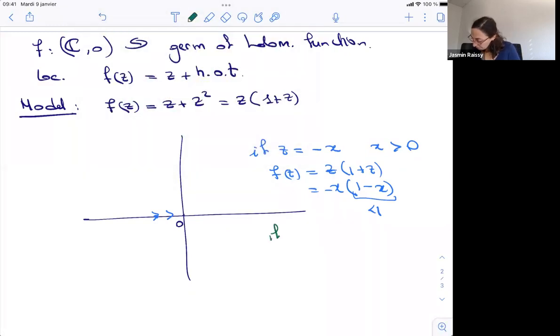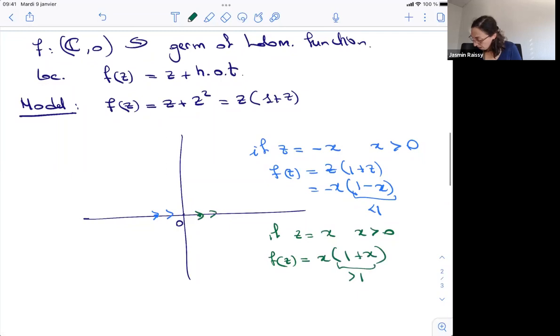So now if z is equal to x, which is positive again, so I'm here, f of z is going to be x times 1 plus x. And so this is even easier, right? I'm multiplying by something which is strictly bigger than 1. And so I'm going away from the origin, infinitely many steps. And remember, I'm just trying to understand what happens in a fixed, given small neighborhood of the origin. So I will not be able to say anything else except for the fact that in infinitely many steps, I went away.